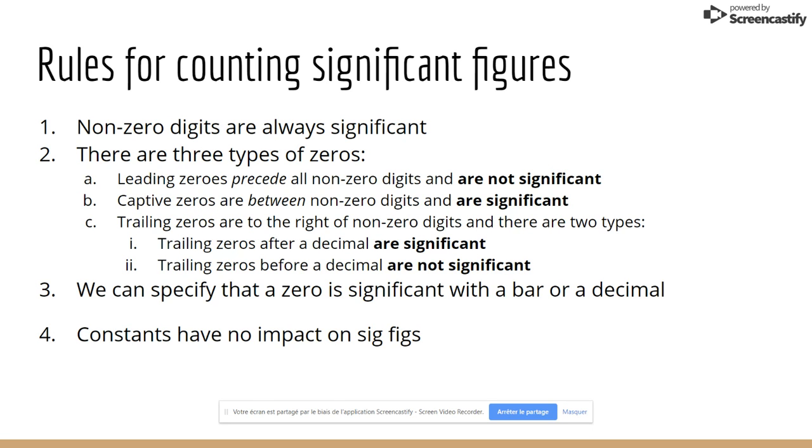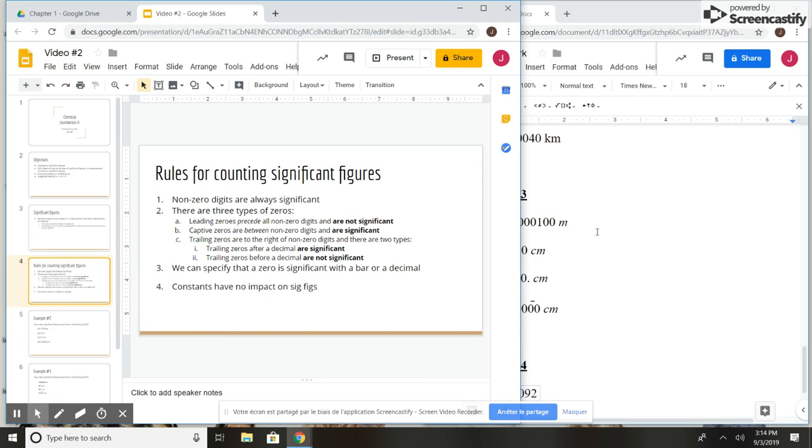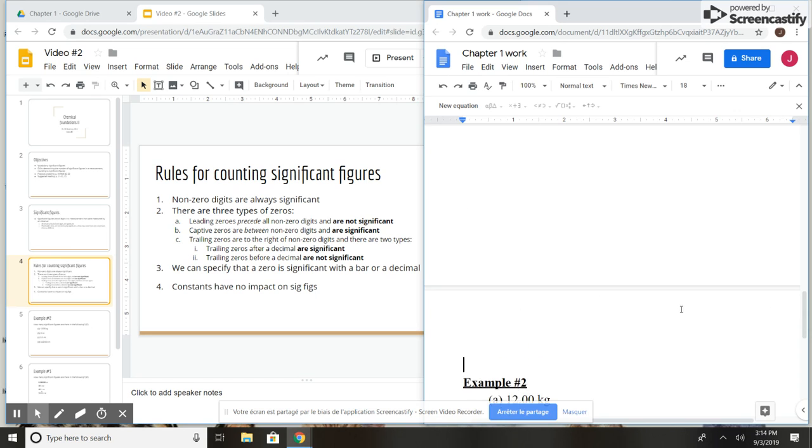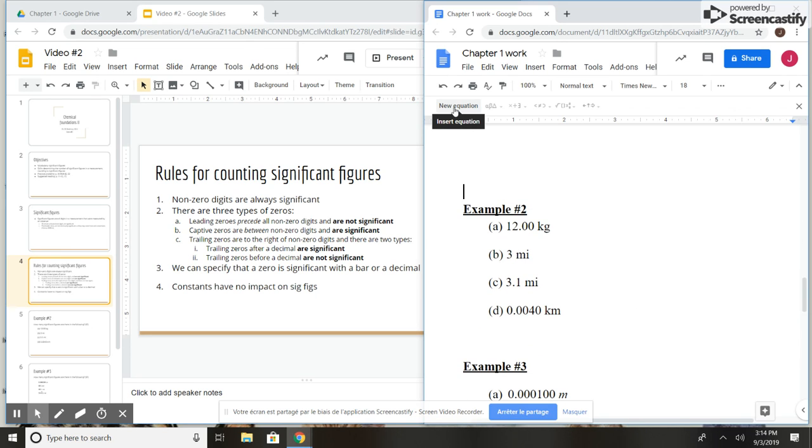So here are the rules for counting significant figures, and we're going to be looking at examples with this. The first, which is very easy to remember, is that anything that's not 0 is going to be significant. The second is that there are 3 types of zeros. The first is a leading 0. In 0.0042, those zeros are what's called leading zeros, and those are not significant. So this has 2 significant figures.